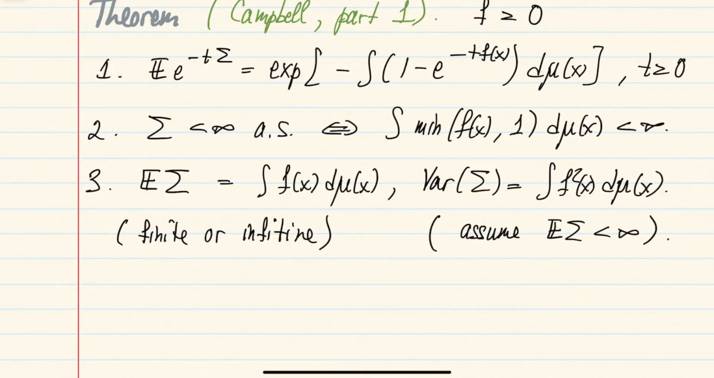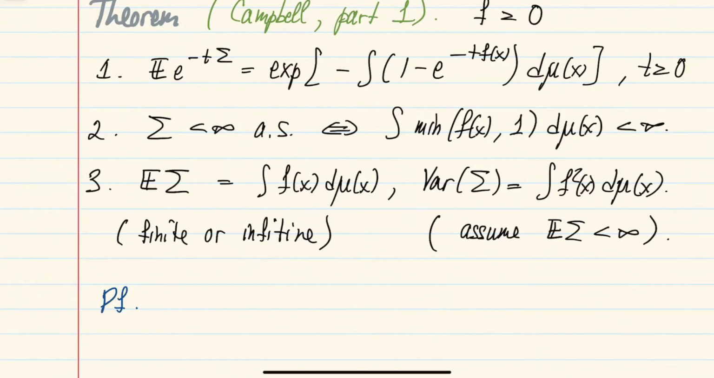Now, the second statement about almost sure convergence can be proved in exactly the same way as we handled an example at the end of the last section. But here we'll prove it in a slightly different way. And we begin with the first statement.